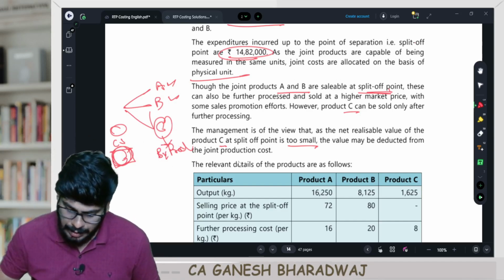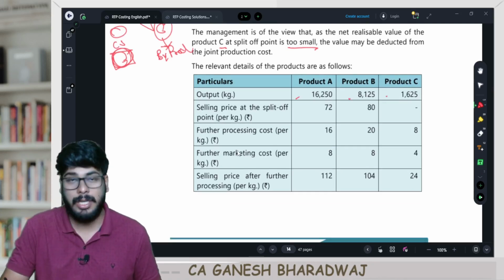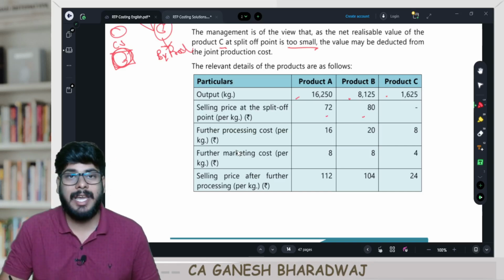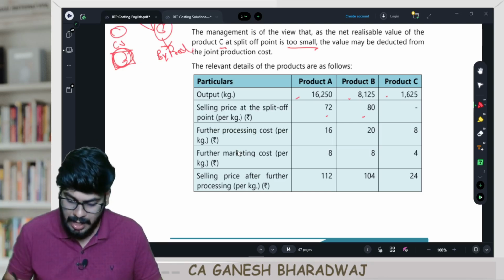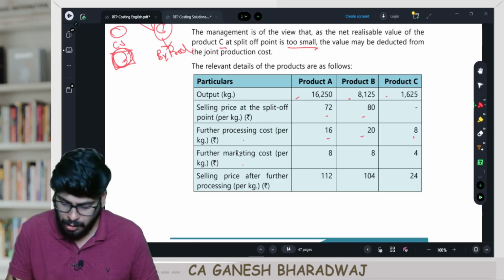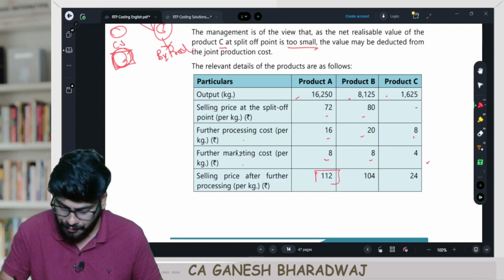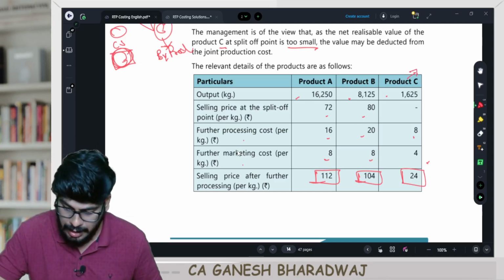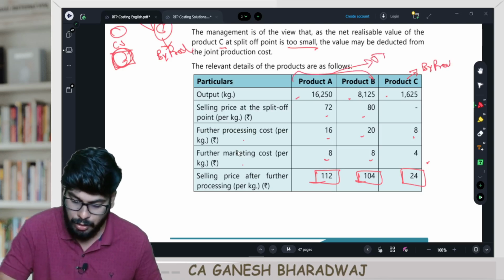Going forward, the relevant details of the products are as follows. For each of the three products, the output is given in the question. The selling price at the split off point for A and B is given. For C, they have told very clearly it cannot be sold at the split off point. Further processing cost for A, B and C is given. Further marketing cost for A, B and C is also given. And the selling price after further processing, the final sales value for all three products, is given. Mind you, product C is a byproduct. Clear with this? And A and B are joint products. Are you clear with this? Fine.